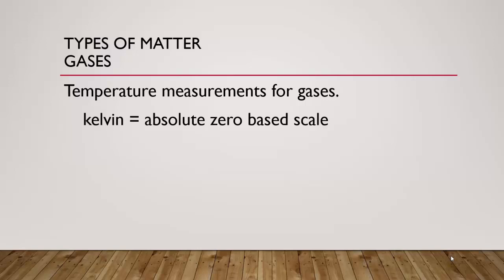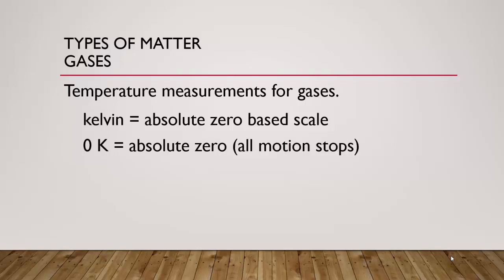The Kelvin scale is an absolute zero-based scale. The lowest temperature that you can get on the Kelvin scale is 0 Kelvin, which is absolute zero, where all motion, even at the atomic level, stops. For the record, it's impossible to get to absolute zero, but they have gotten down to the nanokelvin.